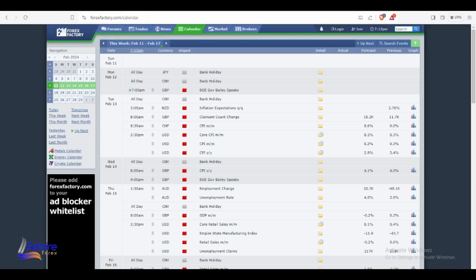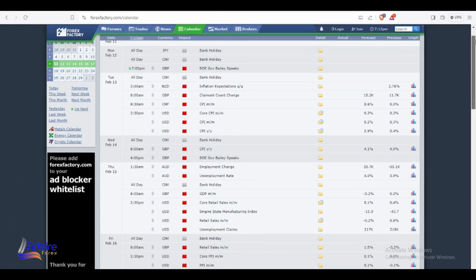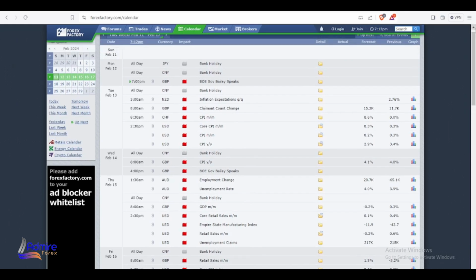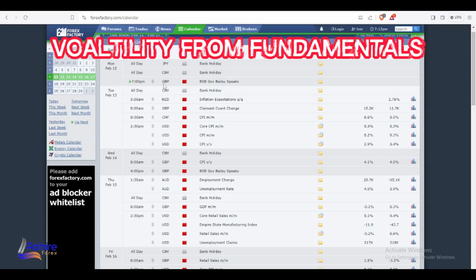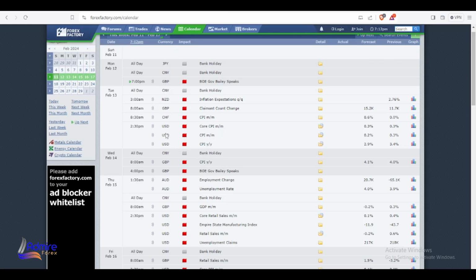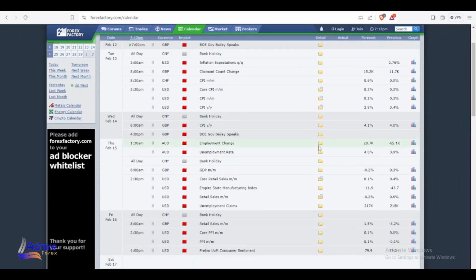So first, we are going to look at what the macroeconomic news has for us, which are the fundamentals for next week. For next week, we have a lot of fundamentals on the GBP, the USD, CPI, the consumer price index. We'll be having CPI on Tuesday, so we have to be very careful when taking trades. We have a lot of high impact news on Wednesday, CPI for GBP.